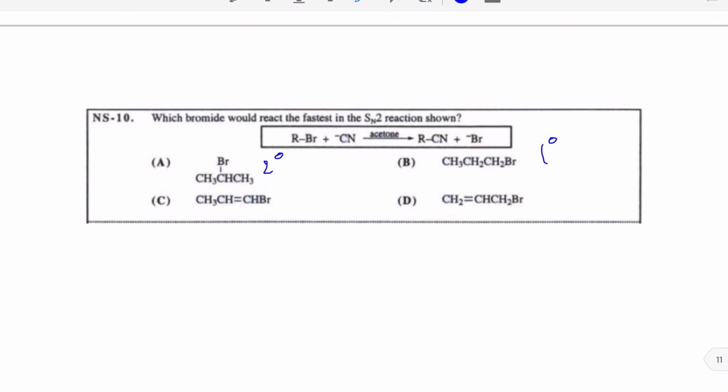For choice C, we find that the bromine is actually a vinyl, that compound is a vinyl bromide, because that bromine is attached to a carbon that is double bonded to another carbon. So that bromine isn't even attached to an sp3 hybridized carbon. So let me just note it down. Vinyl. And the last one is actually a primary allyl alkyl bromide.